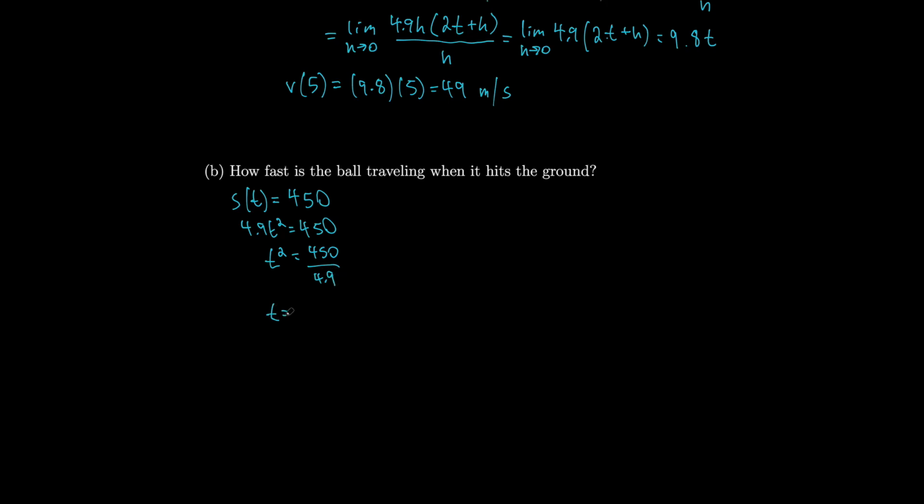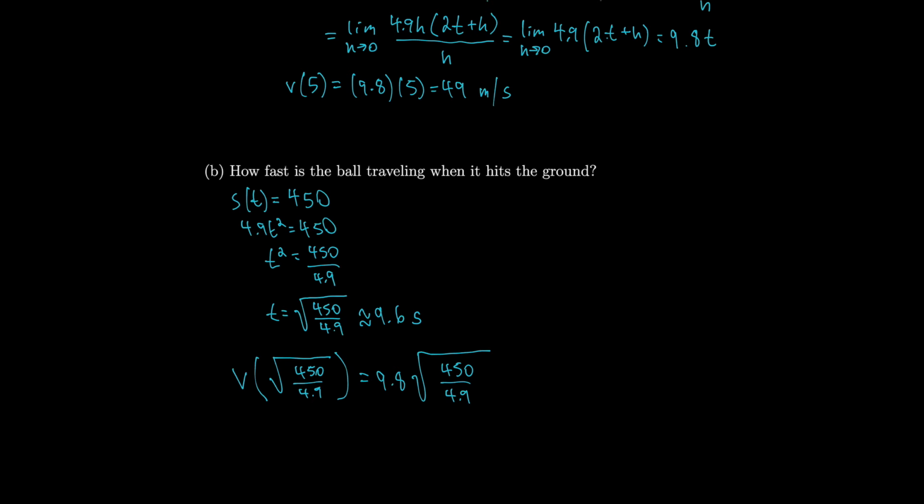So when we take a square root, we only consider the positive square root because we're not time travelers, so we get the square root of 450 over 4.9, which is roughly 9.6 seconds. So we're looking for the velocity at square root of 450 over 4.9, which is 9.8 times the square root of 450 over 4.9, which is about 94 meters per second.